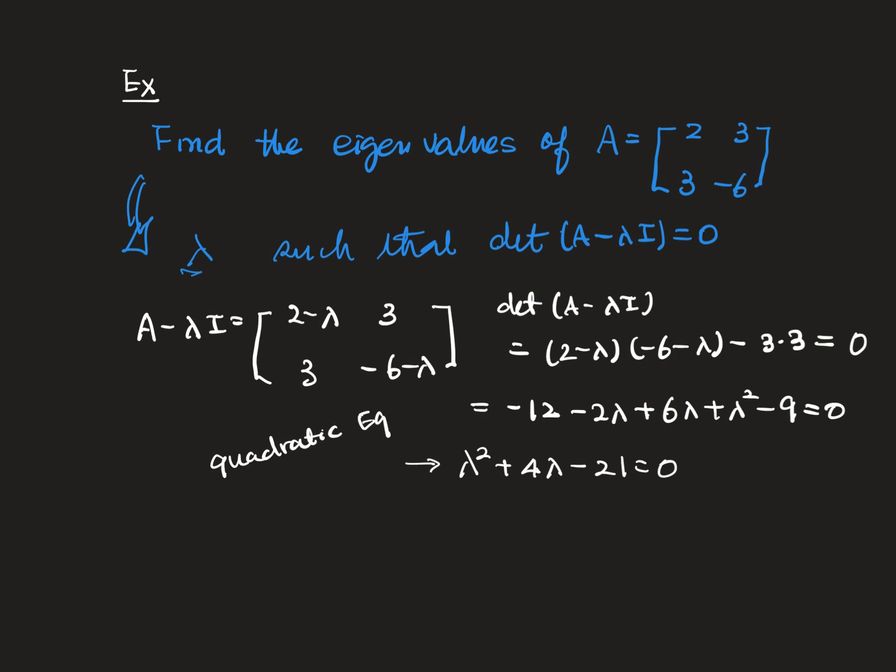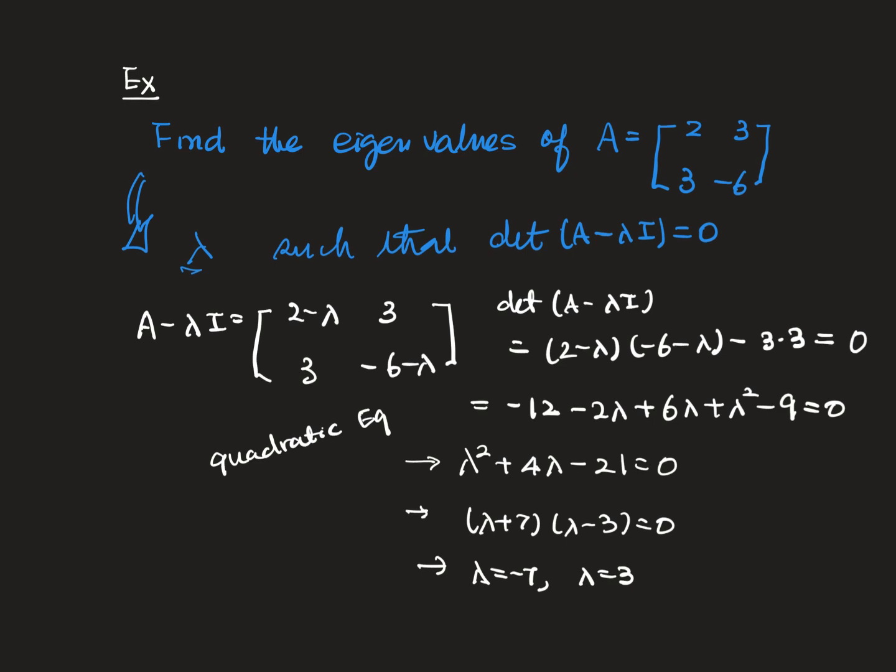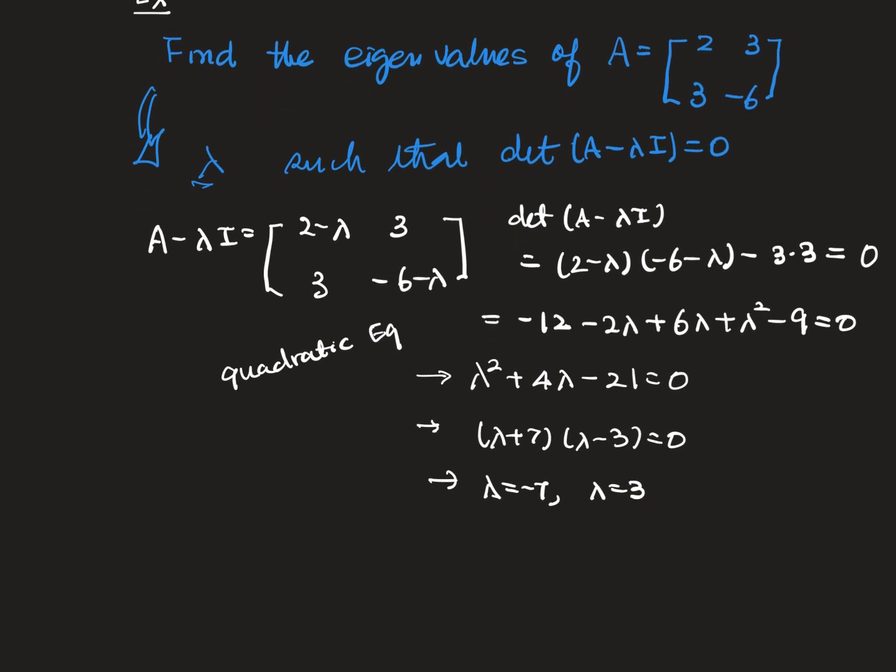So how can you solve it? Factor it. Lambda plus 7, lambda minus 3 equals 0. So you find the eigenvalues here. Lambda equals negative 7, lambda equals 3. That you find there. Another way, once you find the lambda, you can find an eigenvector, another eigenvector. We are not going that far, guys. That's how we find the eigenvalue, okay?